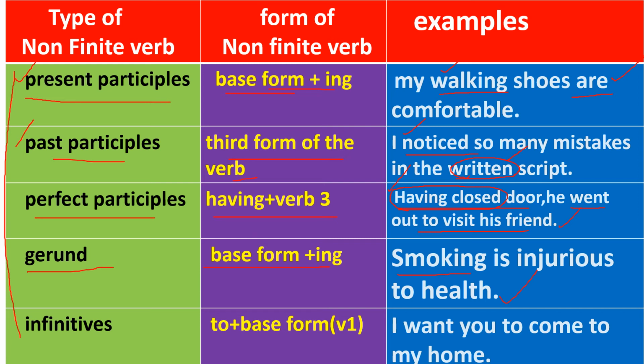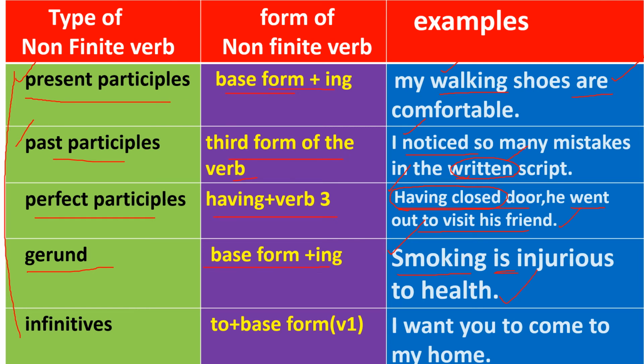What is called gerund? We will discuss later in the coming videos in detail. Actually, gerund is a type of noun. It looks like a verb, so it is called a verbal noun. So here, smoking is a gerund or verbal noun because it does the duty of a noun. Smoking is injurious to health. Is is a finite verb. Smoking is non-finite verb.